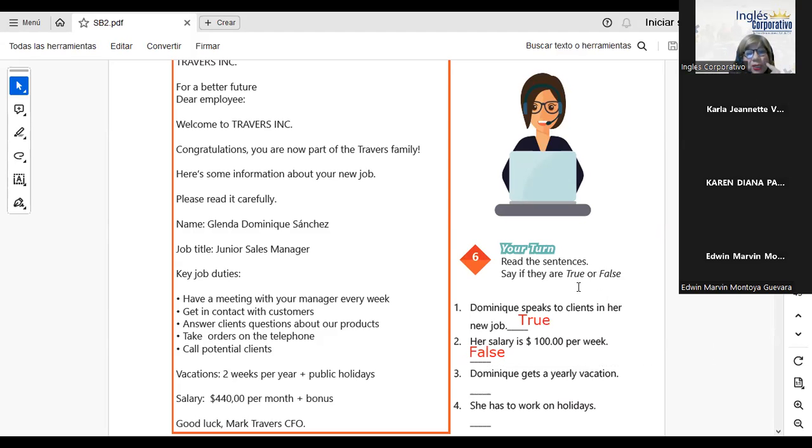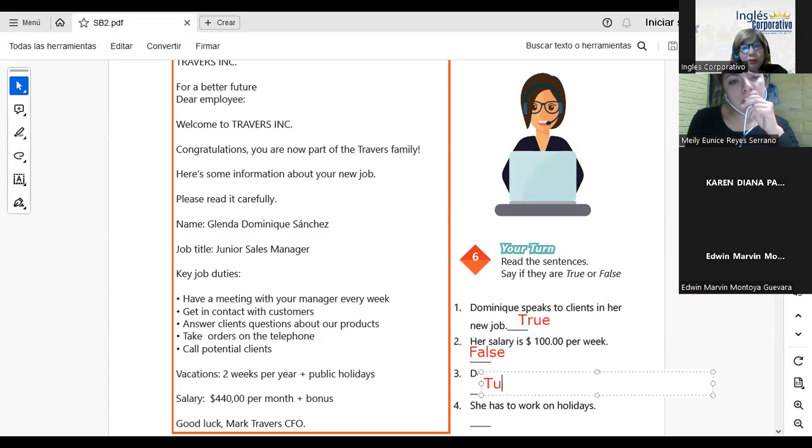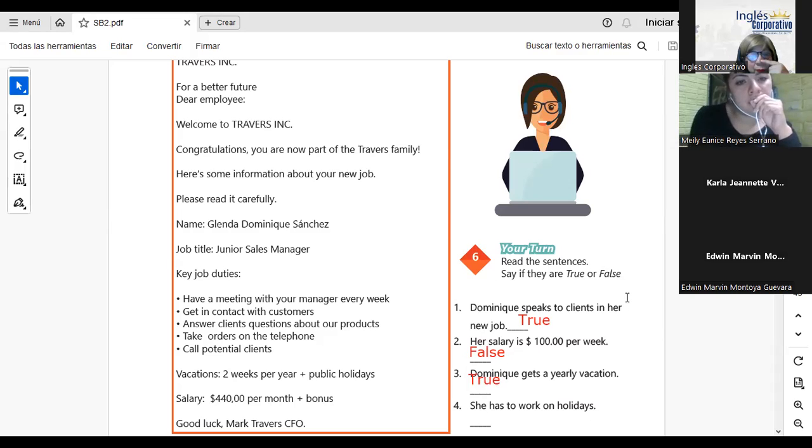Number three, Dominique gets a yearly vacation. It's true. Why do you say it's true? Dice que tiene una semana por año. Ajá, per year. If you say vacation per year, it is the same as saying yearly vacation, right? Because it is only once in a year.